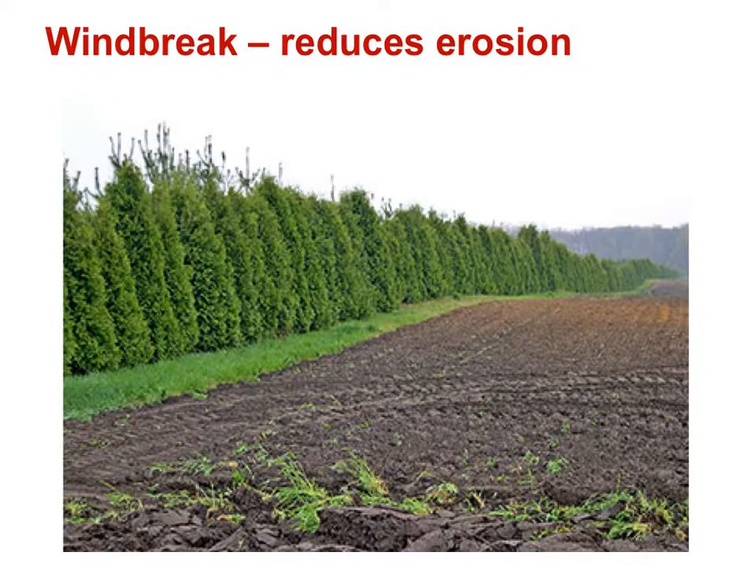Windbreaks are rows of trees serving to reduce the speed of the wind across the land. The distance of open land, land without physical interruptions, is called the reach, and the greater the reach, the greater the wind speed. If the open areas can be divided by rows of trees, the reach of the wind is less, resulting in lower wind speeds. Lower wind speeds result in less erosion of the soil.